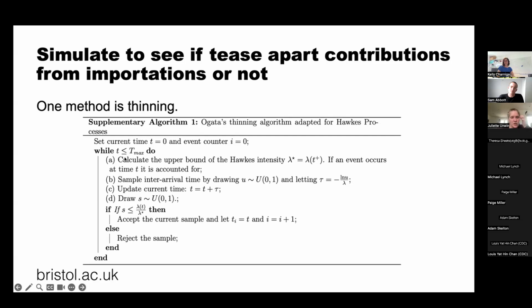So the first thing you do is calculate the upper bound of the Hawkes intensity. This is the maximum intensity that you have in your system, and then you sample an inter-arrival time, and then you choose to accept that time based on the intensity. If the intensity is close to the maximum intensity in your system, then it's likely that you'll accept that event. But if it's not, then you will reject that event. This was first developed by someone called Ogata.